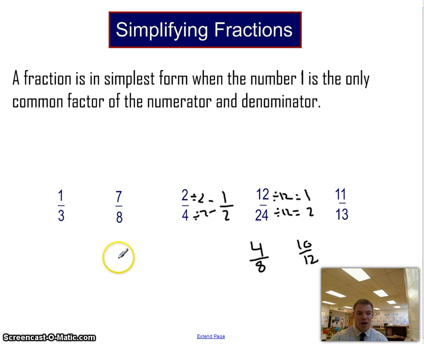So if you ever see a fraction, again, whether it's 18/48, you can always know it's not in simplest form because both numbers are even. If both numbers are even, the numerator and the denominator, it tells you it's not in simplest form.